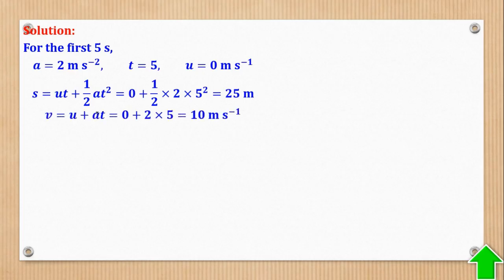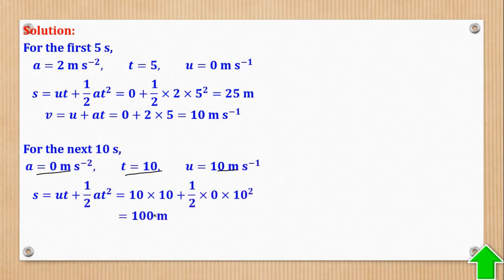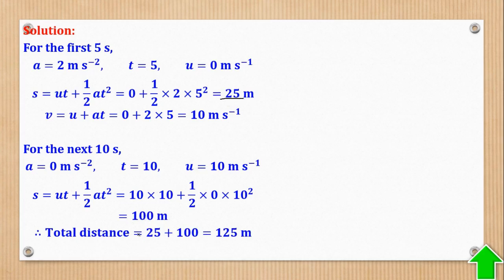Then the velocity, we use the first equation of motion: u is 0, a is 2, t is 5, to give you this. That velocity will help us to get the force. Then for the next 10 seconds, acceleration is 0, t is 10, u is 10. Therefore, using the second equation of motion, we can substitute to get 100. Therefore, the total distance will be got by adding this to give you 125.